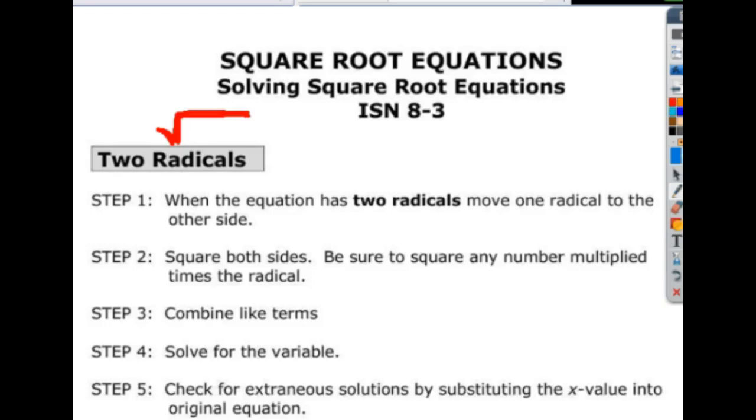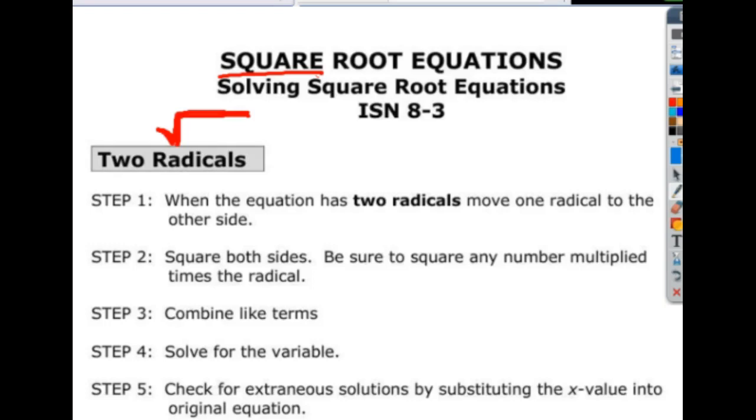A radical includes the different roots that we're going to be learning about in the next 2 weeks. Square roots, cubed roots, fourth roots, fifth roots. All of those different roots all have a symbol that looks like this that's called a radical sign. Today we are focusing on the square root.